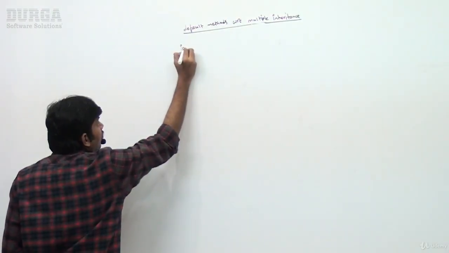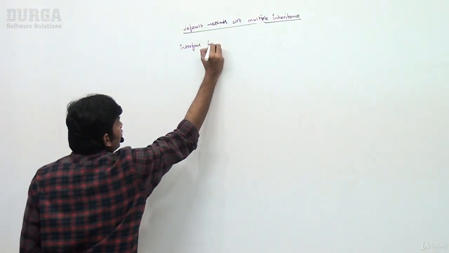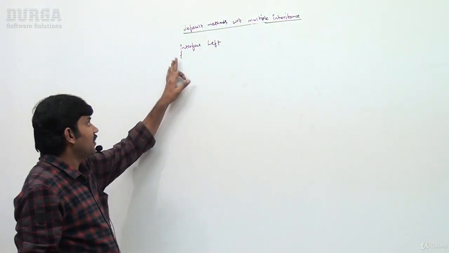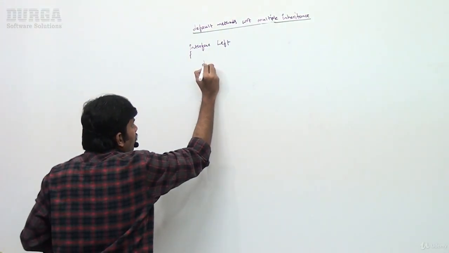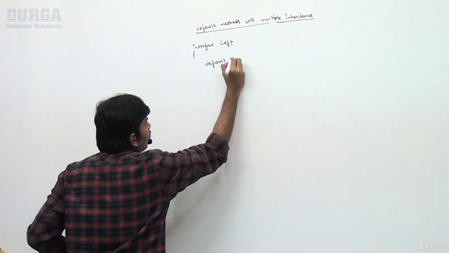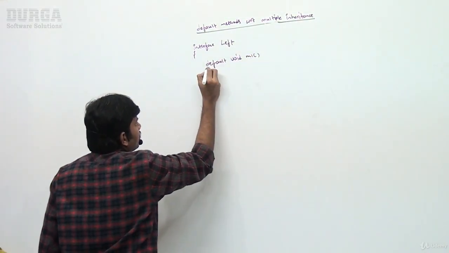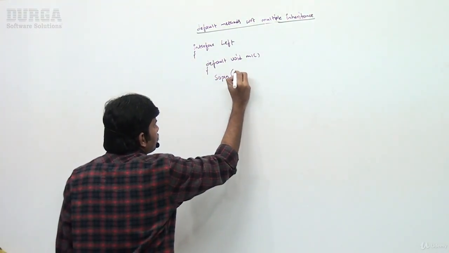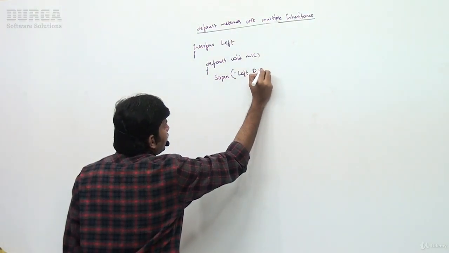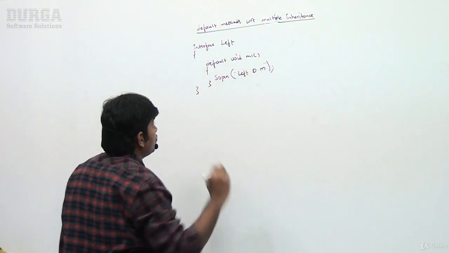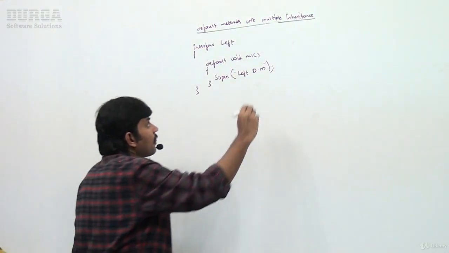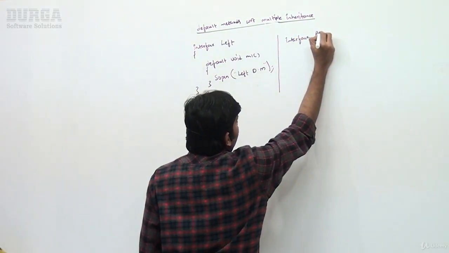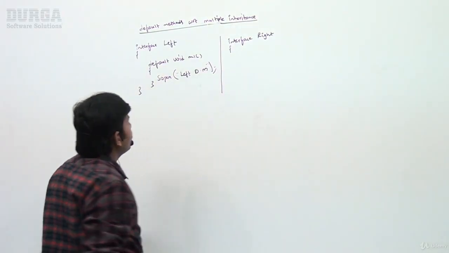Here I have interface Left and interface Right. Now, sir, I am taking default void m1, with System.out.println("Left default method"). Similarly, I am taking interface Right.